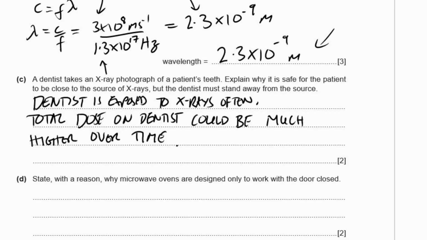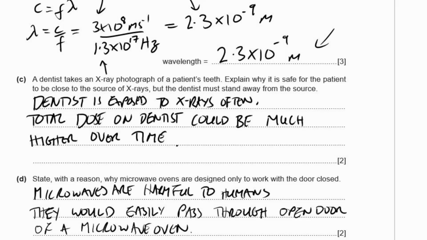And if you look at the doors, you'll see they've got those tiny little holes in them, little round holes. And that's to prevent the microwaves coming out, because they're far too small for the microwaves to effectively travel through. But visible light can, so you can look inside and see your food cooking. So there we go. Microwaves are harmful to humans. They would easily pass through the open door of a microwave oven.